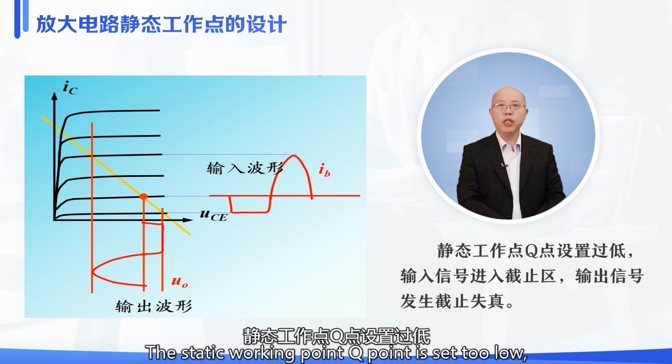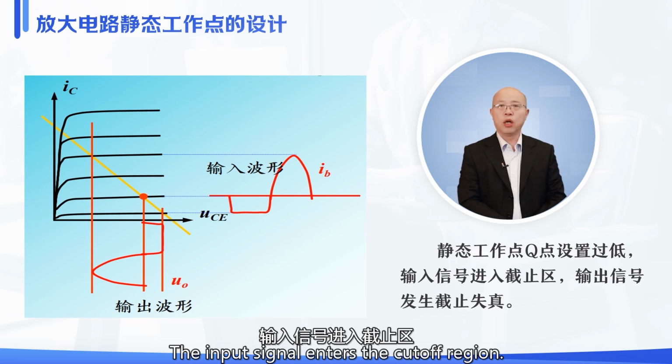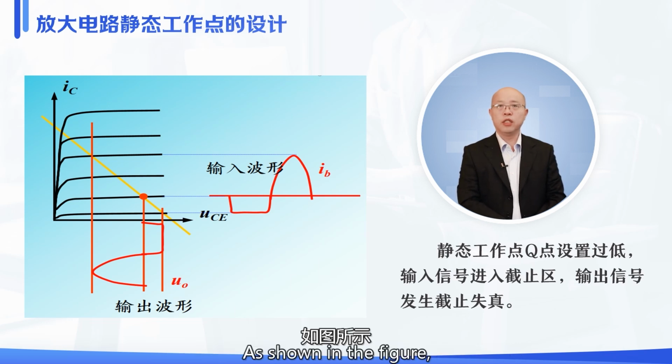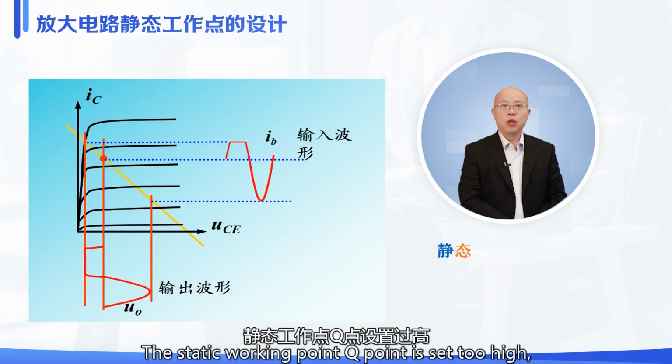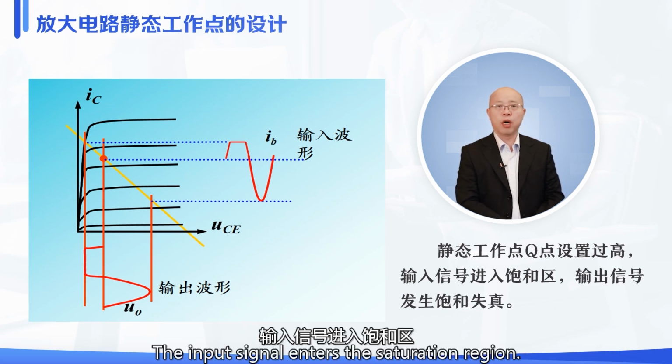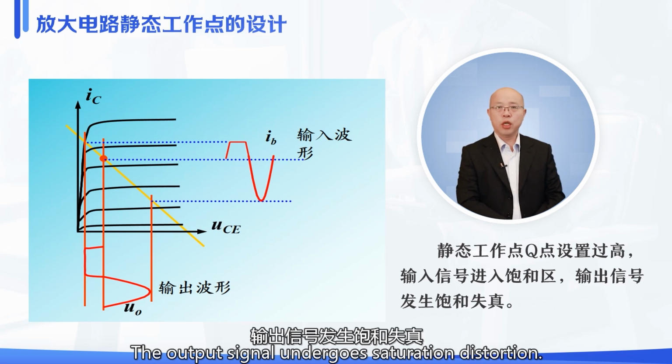Here, the static working point is set too low. The input signal enters the cutoff region. The output signal undergoes cutoff distortion. As shown in the figure, the static working point current is set too high. The input signal enters the saturation region. The output signal undergoes saturation distortion.